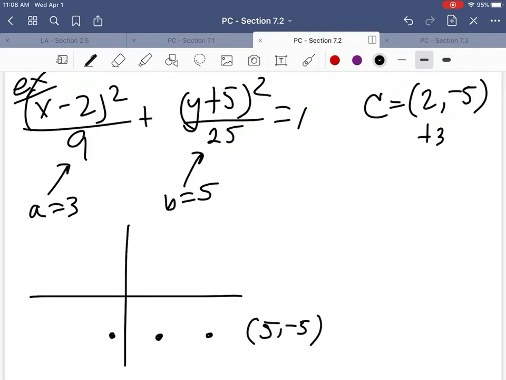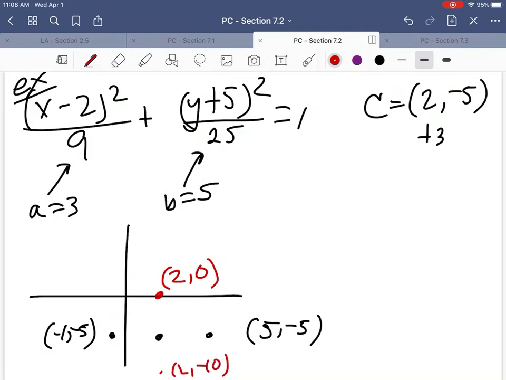That's 5, -5. And this one would be -1, -5. So then I have to go in the y direction 5 places. So I'm already at 2, -5. So that would be, I would be at 2, 0. All right. And then I would be down 5 more. So I'd be at like 2, -10.